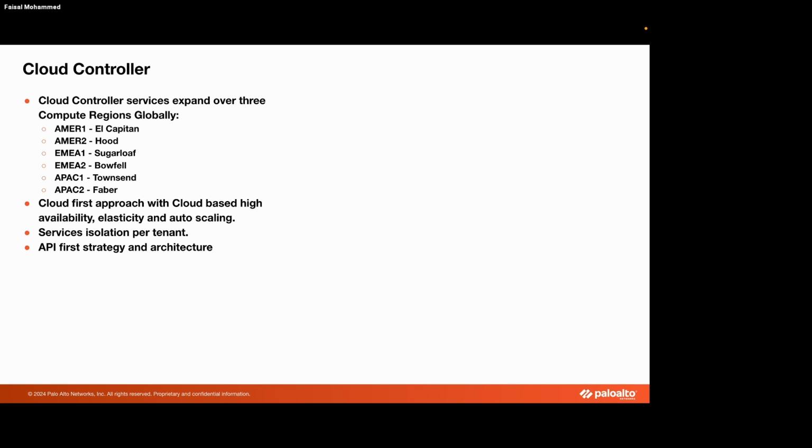API-first strategy and architecture. This is the strength of Prisma SD-WAN, where you can use APIs to onboard a large number of IoT devices and sites, and push all the different types of configuration. We are RESTful first API, and if you are aware of automation and how to do it, you can build a very large network in a very short time.